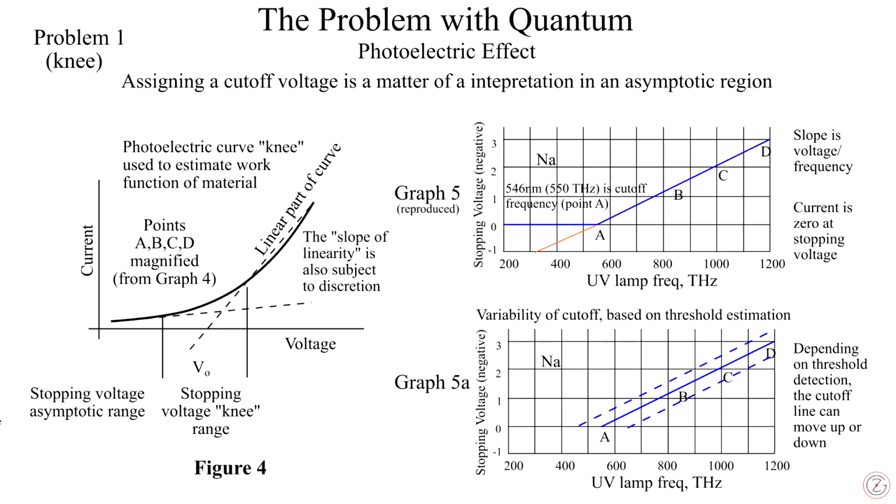Knee argument. The cutoff voltage assessment is arbitrary based on the experimental metering and threshold detection. The voltage curve goes nonlinear in the most important region. The experimenter has considerable latitude in setting the data point. This can alter the stopping voltage and the corresponding work function assessment.